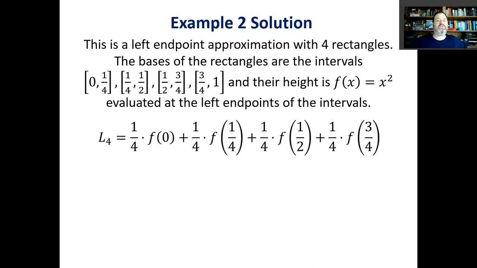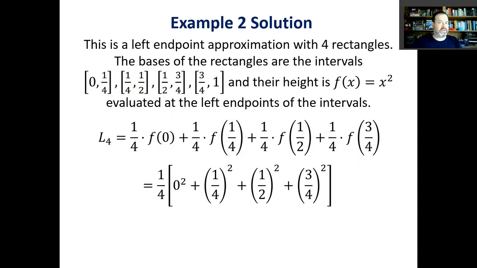So here our left endpoint approximation. The width is still 1/4 for each rectangle, the base, and the height here is f of 0, the left endpoint, then f of 1/4, left endpoint, right? So it's just all the left endpoints. Again, we can factor that 1/4 out because all the widths are the same. Type it in a calculator. This is what you get.